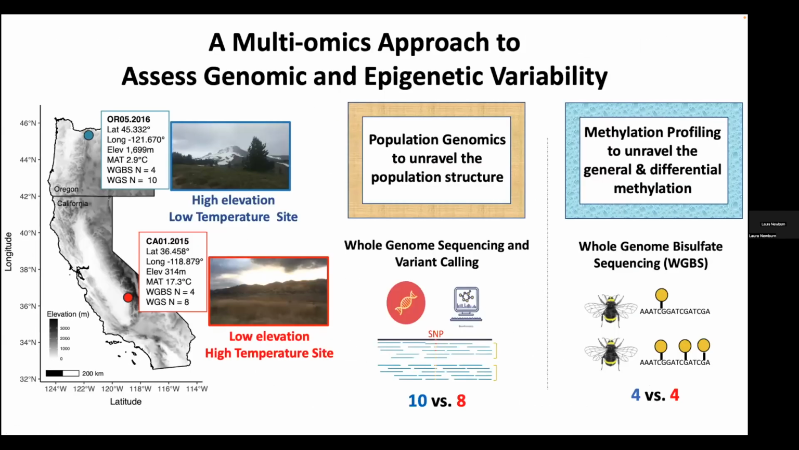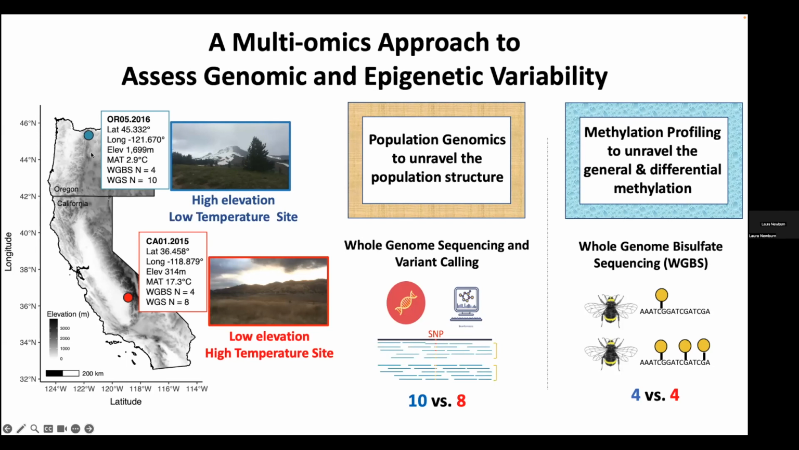Based on this knowledge, we designed our study, where we took a very different approach and started looking at genomic and epigenetic variability together. We also wanted to figure out how this epigenetic variability could be linked with the thermal tolerance of the same species living in two very different climates. The study design is pretty simple.